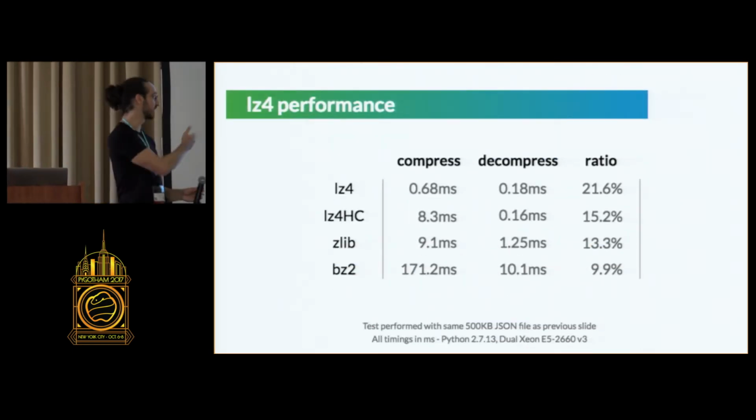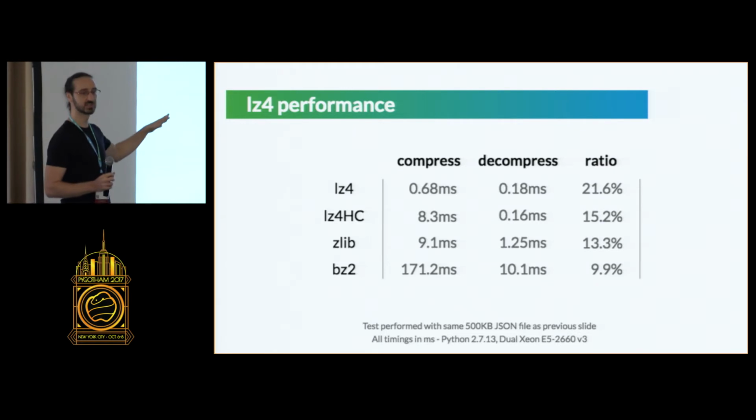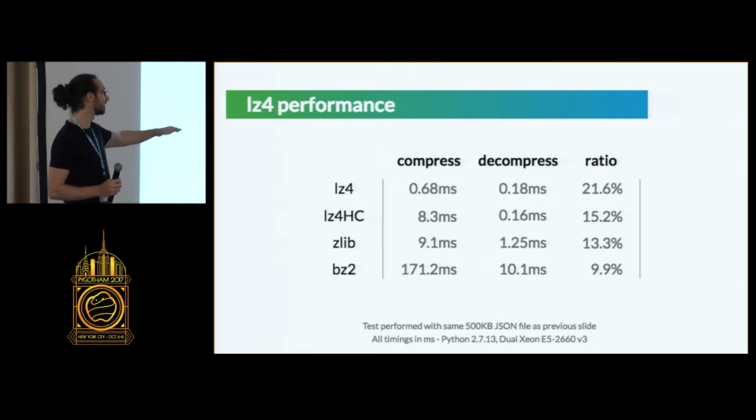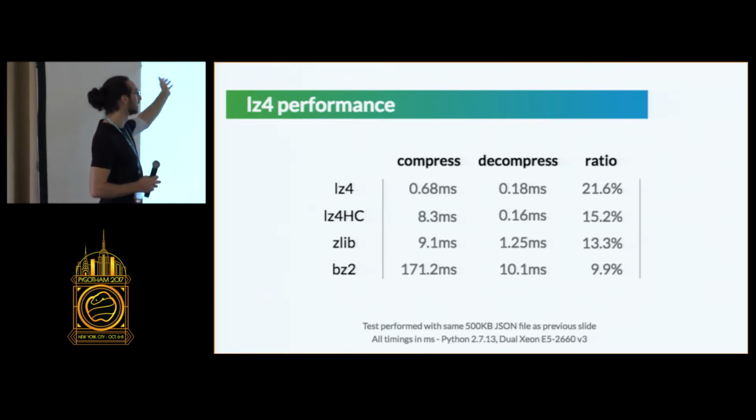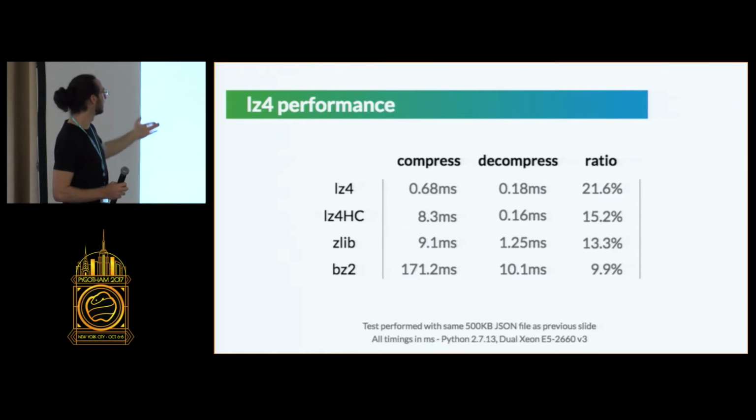And to prove that, I have some statistics. Just as an aside, all of the statistics I'm showing you are based off the same 500 kilobyte JSON file, which I will make available on GitHub sometime after this talk. You can see that by default, LZ4 is just blazing, right? It's less than a millisecond to compress this 500K document. Decompressing it is almost free. Compare that to zlib, which is 15 times longer to compress and 10 times longer to decompress.